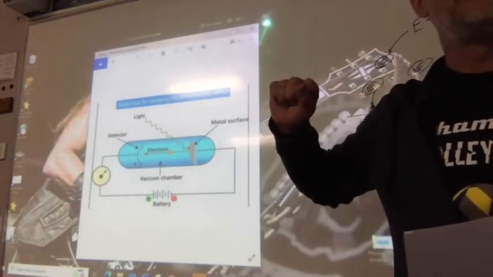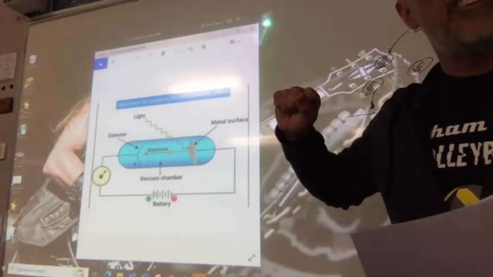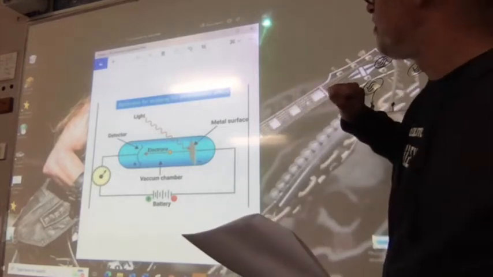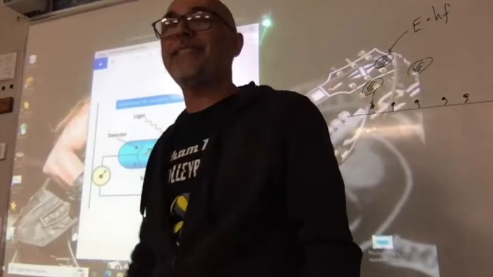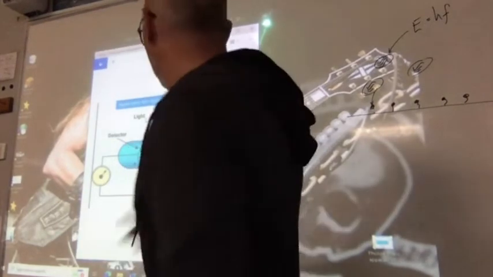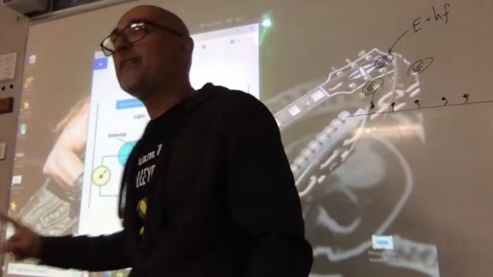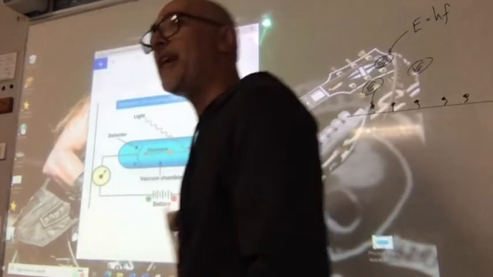Sorry? The gauge. Yeah, the voltmeter. Oh, I'm sorry, you're asking what that thing is. It's an ammeter because it's measuring the current that's actually coming through.